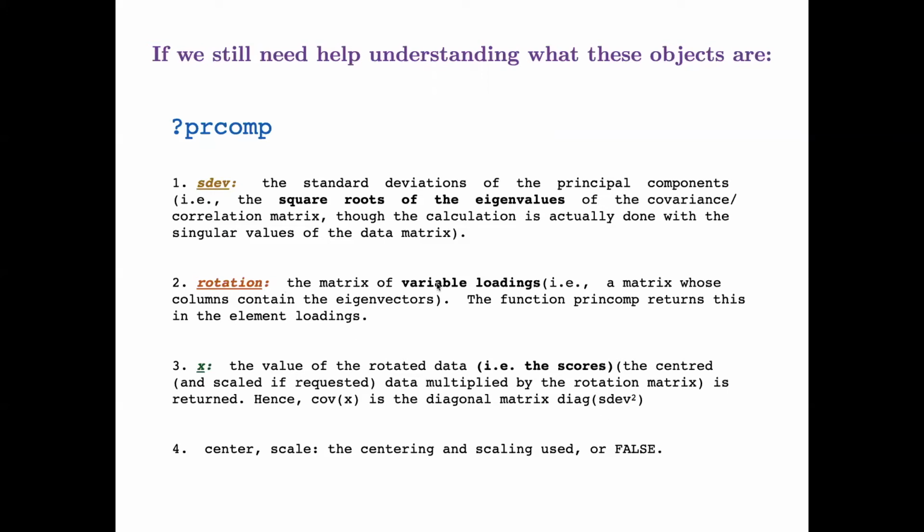Again, the rotation matrix would be the loadings, and X gives you the scores. Center and scale are outputs that actually will tell you what the data was centered upon. So it would give you the mean vector for center. And if you do scale equals true, you'll get the vector of standard deviations.